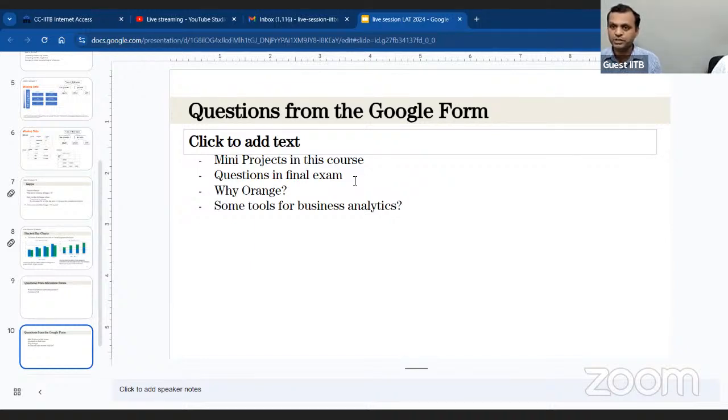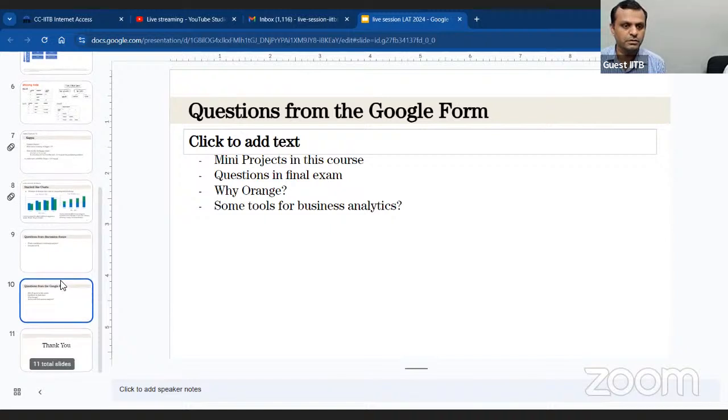So I would ask you to search in Google and find out what are the top 10 tools used in industry for business analytics. Then you would be able to get an idea of which tool is useful. The currently used tools are mostly Power BI and Tableau, Power BI from Microsoft, or Data Studio from Google. So these are the tools currently used. That's all. Okay.